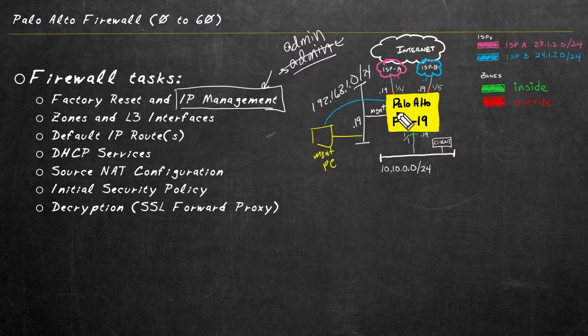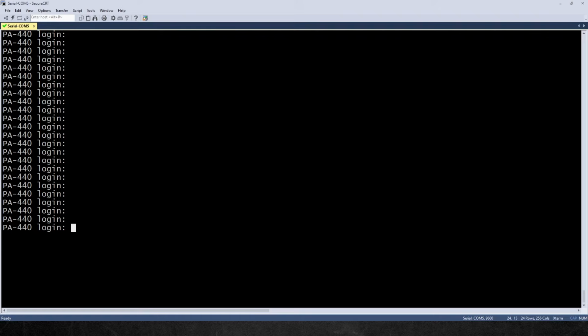So now that the firewall is completely rebooted, let's go back to our management PC with my terminal emulation program, which is Secure CRT, which is using the serial connection here to go to the console port on the Palo Alto firewall. And let's initially configure the firewall with its basic IP addressing information. So here at the firewall, we'll go ahead and log in as admin. The default password is admin, so we'll put that in as the password.